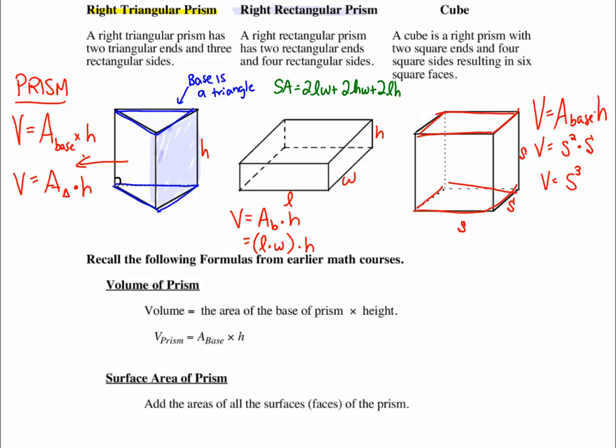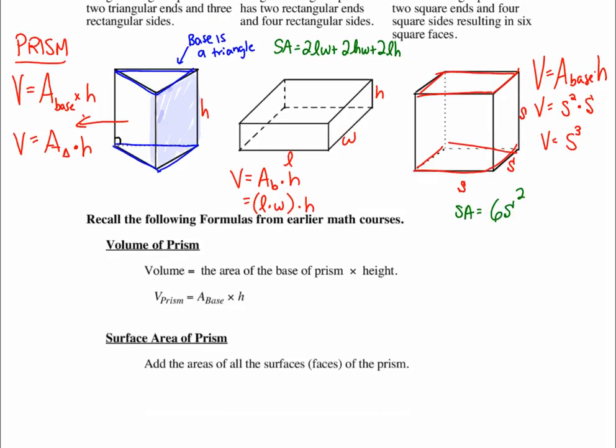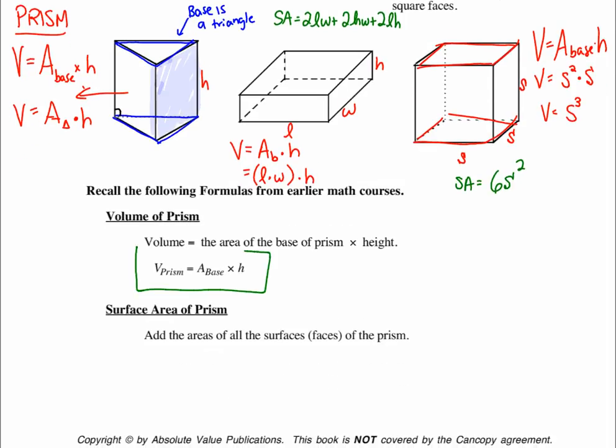Surface area for a cube is pretty simple. Are all faces going to be the same? Yes, and how many faces are there? 6. What's the area of one of them? S squared. S times S. Okay, look at this, it's important. Volume is the area of the base times the height. And then surface area, add the areas of all the faces.